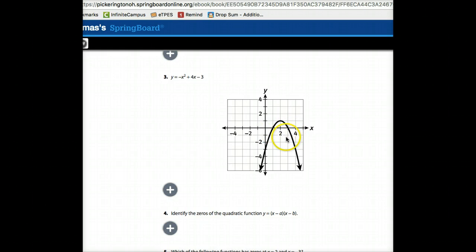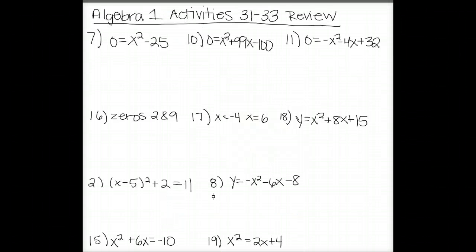So when you list them, like I did on the answer sheet, you do not write ordered pairs. For zeros, you write x equals. So x equals 1, x equals 3 would be those answers.